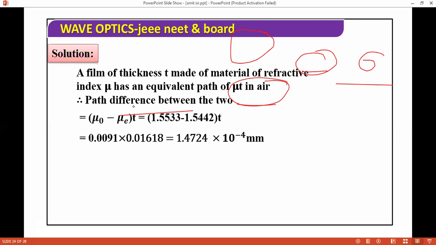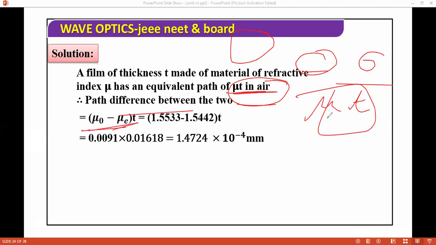So see here, from the thin film pattern, the equivalent path is mu t. If the refractive index is given, the path difference is between mu t and, in place of mu t here, with two refractive indices you take the equivalent refractive index, that is (mu naught minus mu e) into t.